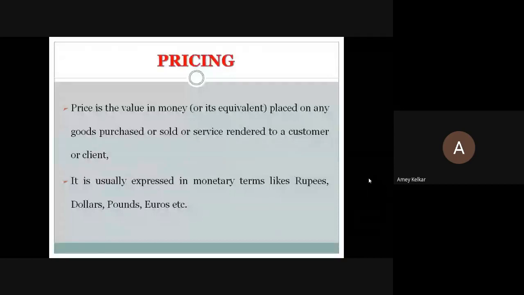Generally, we pay the price in terms of monetary terms like rupees in India, dollars if you are in the US, Canada, Australia, pounds if you are in the UK, and the euro is the currency of Europe. So there are various forms in which we pay the price.